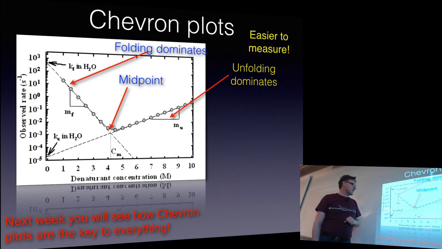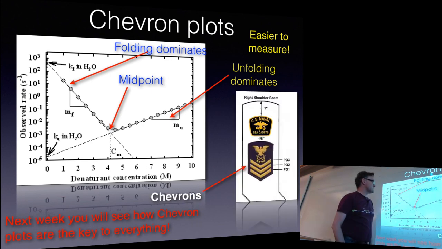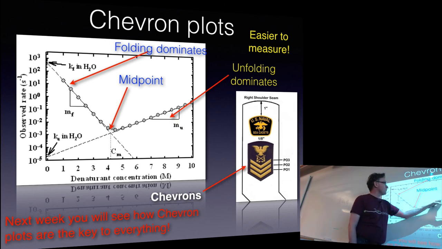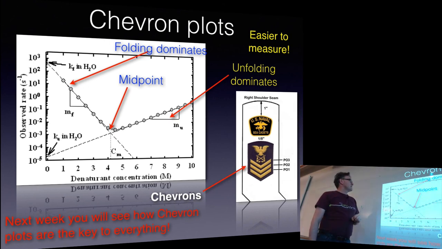These diagrams are called chevron plots. The name comes from the signs you have on uniforms, which you recognize because they always have this double angle. This gives you two things. For any protein, give me one sequence, and then we test this as a function of unfolding. It could be a function of temperature, denaturant, or anything else. And all I need to do is measure how fast it folds versus unfolds. What does that get me? Absolutely nothing. Well, unless you like to know how fast your protein folds.